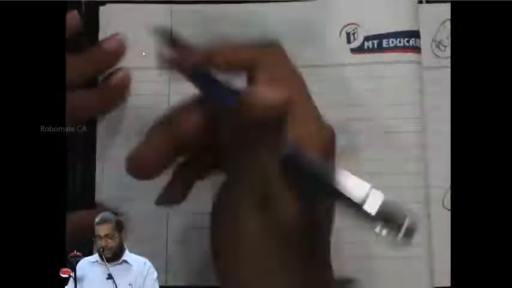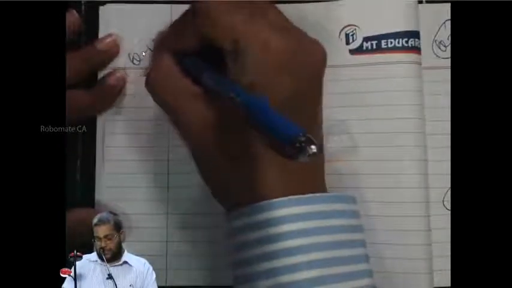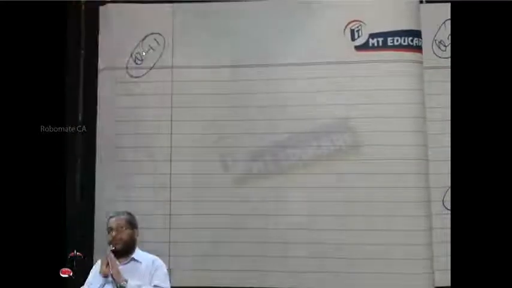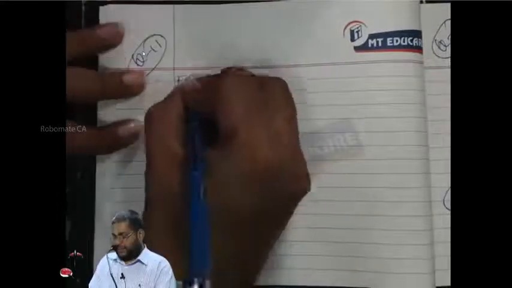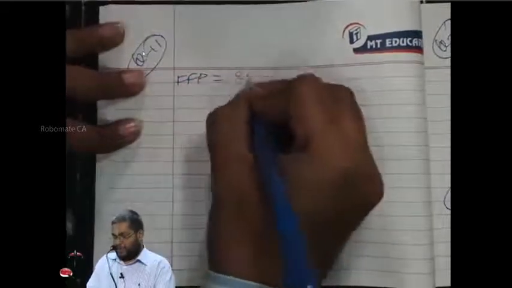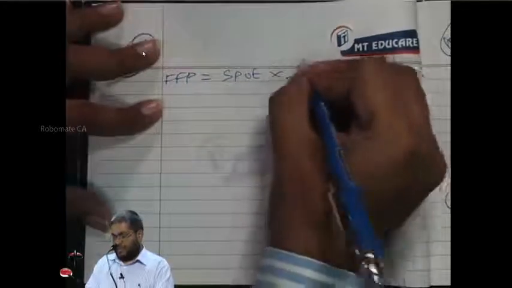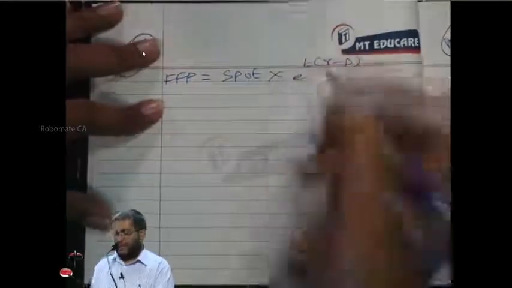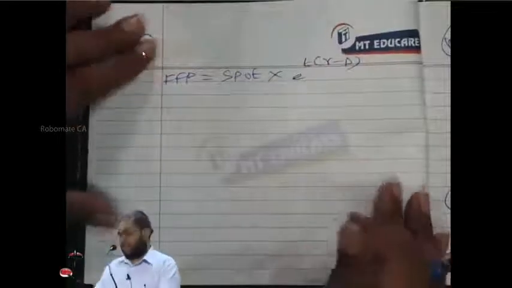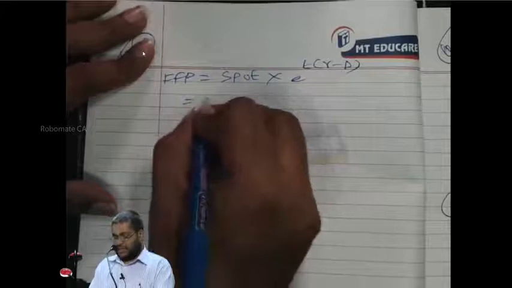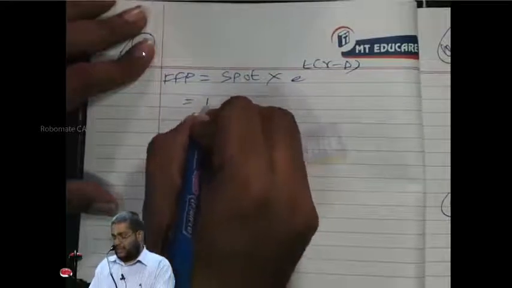Question number 11. Write down: fair futures price is equal to spot price into e power (r minus d) times t. Fair futures price is equal to spot price into e power (r minus d) times t. What is the spot price of Tata Tea?